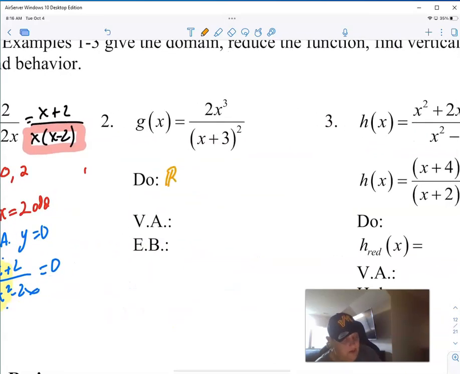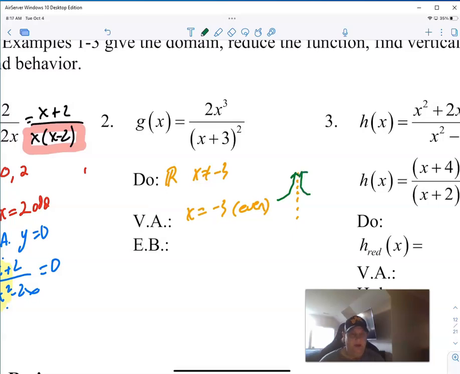All right, cool. Look at this next one here. My domain is all real numbers except x not equal to -3. My vertical asymptote is at -3. This happens to be an even vertical asymptote. I can tell because it's squared. And so what happens is it goes the same direction. Okay? Up, up, or down, down.